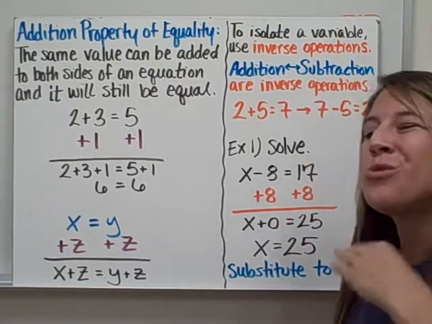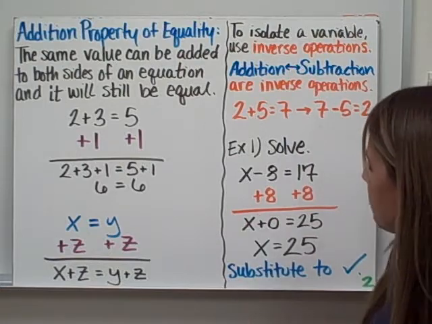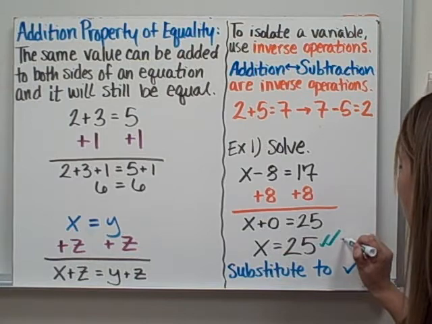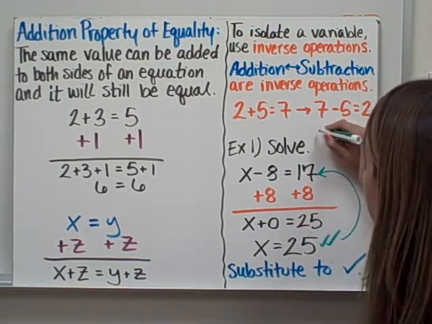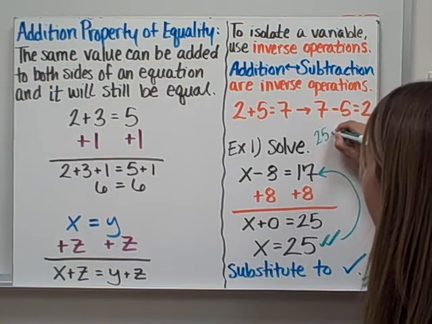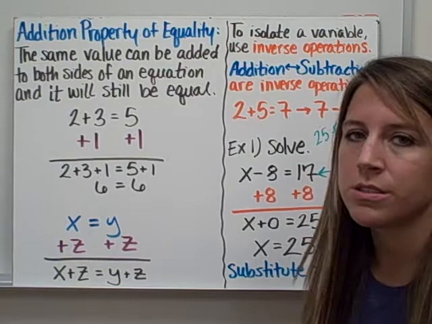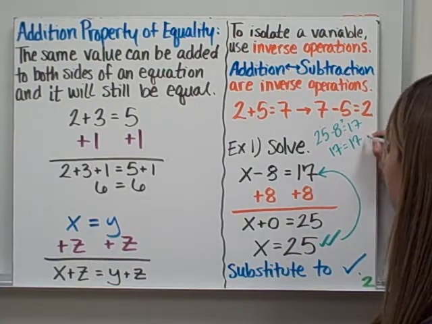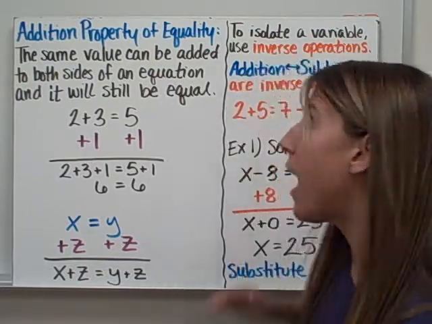Now, if I wanted to check to see if it was correct, I could substitute. And when I say substitute, I mean take what you got, which is 25, and you plug it back into the original equation. So it will look like this. Is it true that 25 minus 8 equals 17? And you can put that little question mark just to see. Calculate 25 minus 8, and you're going to get 17 equals 17. And that's a way to self-check to see that you are in fact correct.